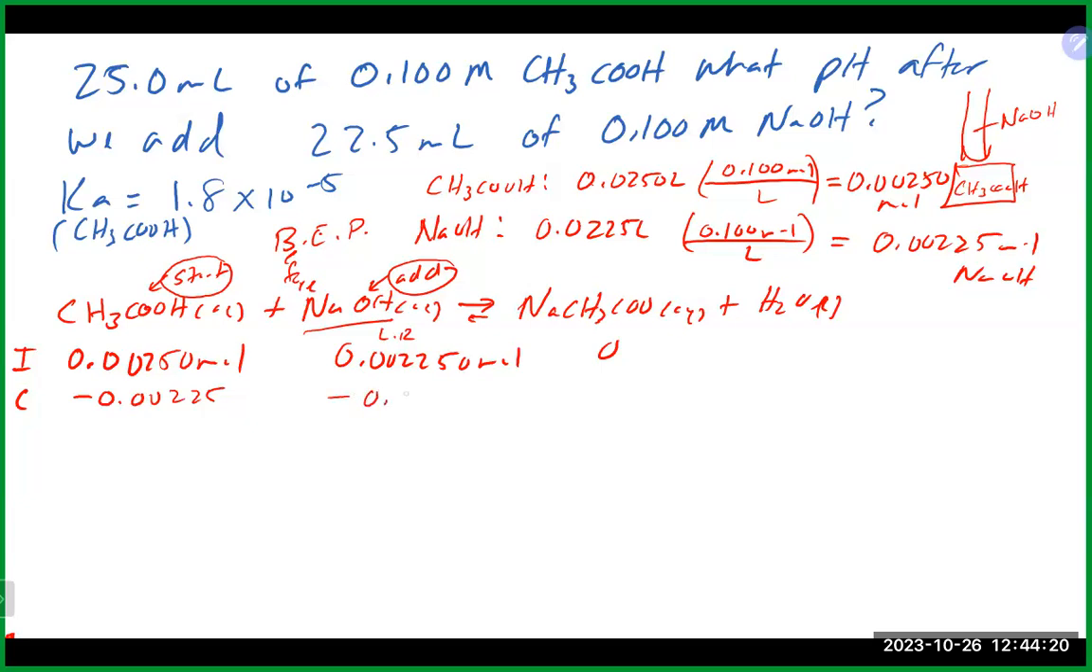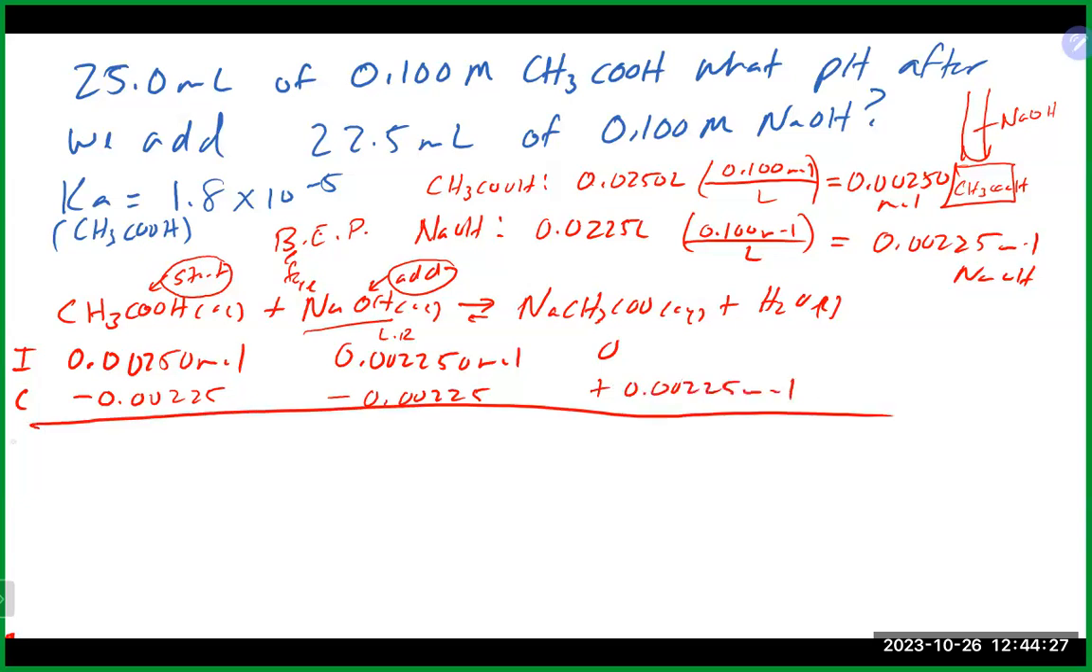So we're going to go minus 0.00225, minus 0.00225, and plus 0.00225 moles. That is going to get us 0.00250 minus 0.00225, which is 0.000250. Too many zeros, I know; if I did scientific notation, I wouldn't have them all. But I'm going to write more zeros for you. And 0.00225 moles.